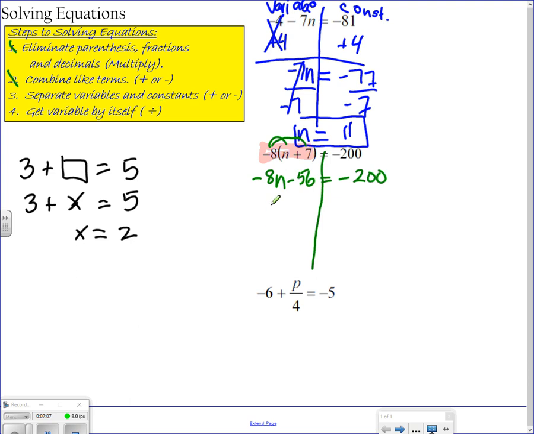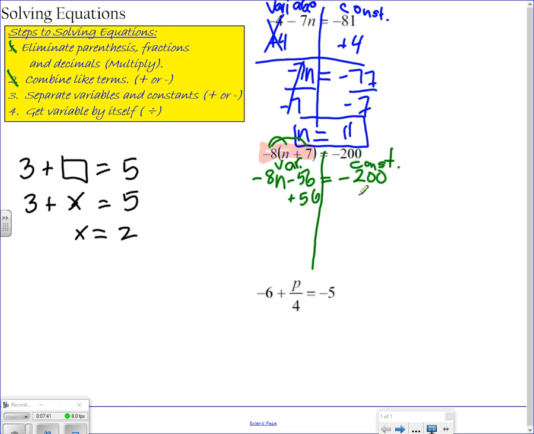Step number 3, separate variables and constants. Variable means letters. Ask yourself, where is the letter? The letter is right here, so I'm going to put variable right here. I'm going to abbreviate it, var, variable, and then constant over here. Do both of these have a letter? Who has no letter? Negative 56, get rid of it. Are you going to do plus or minus 56? If you do the opposite, negative 56 will be positive 56.